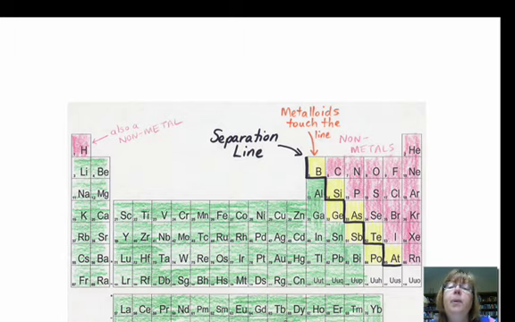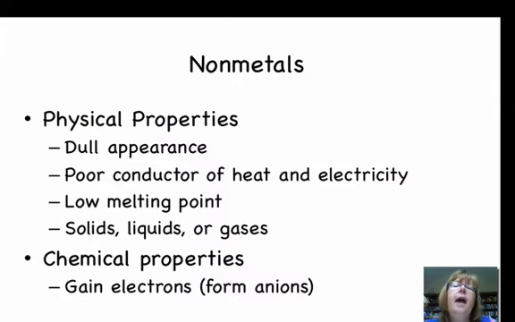Okay, it's going to be important that you know that the metals are over here on the left and that the nonmetals are on the right and the metalloids are on the staircase line. So let's learn about the metals, the nonmetals, and the metalloids. So let's talk about physical properties, all right?